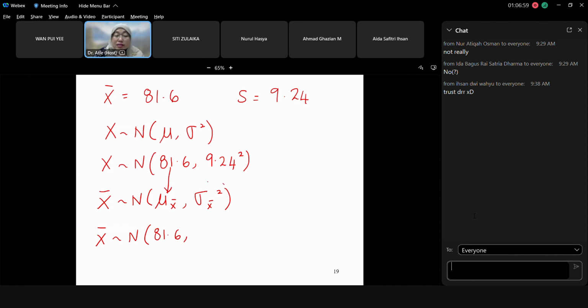And then only this one we need to recalculate because the value changes. So sigma x bar is equal to sigma divided by the square root of n. Remember, sigma x bar is not this one. You cannot take it simply from here, but you need to use this formula. So this one is 9.24 divided by the square root of, how many n do we have? What is our n?